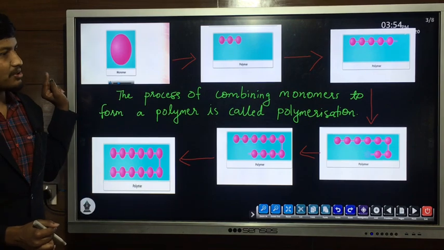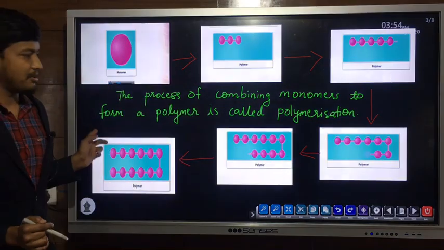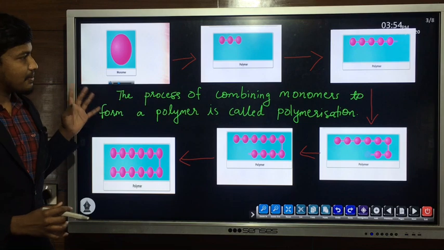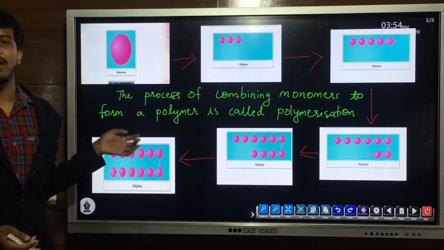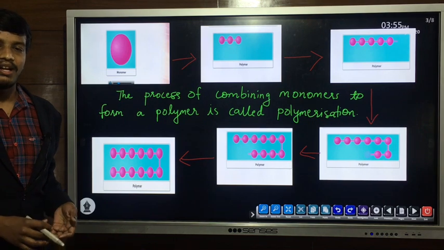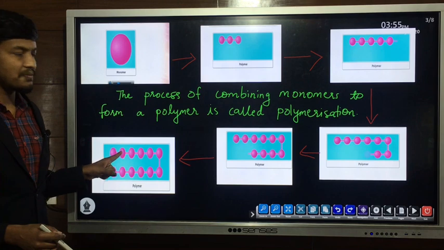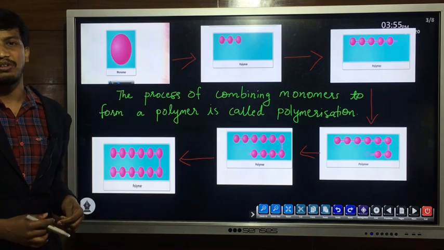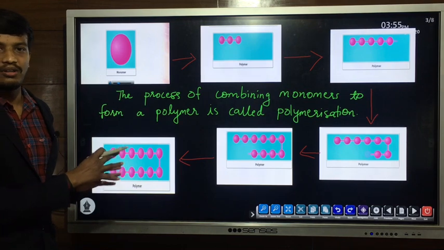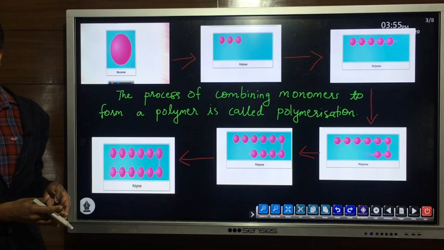Also, one important thing is that this is not the actual size or shape of the monomers or polymers. This is only a representation, because we cannot see monomers and polymers using our eyes. We can see only fibers, and these fibers are made up of polymers. Polymers are made up of small units called monomers. So this is not the actual number or shape or size of monomers.